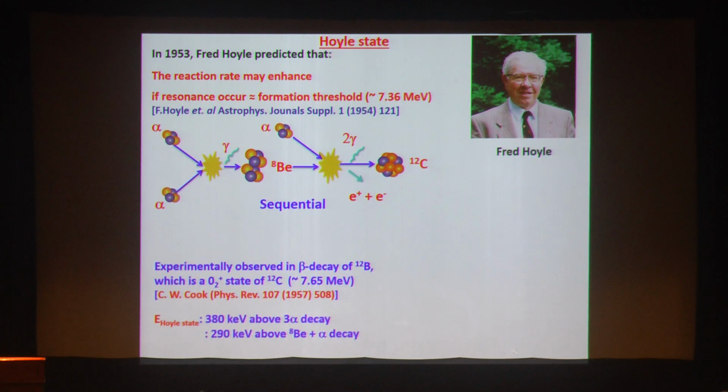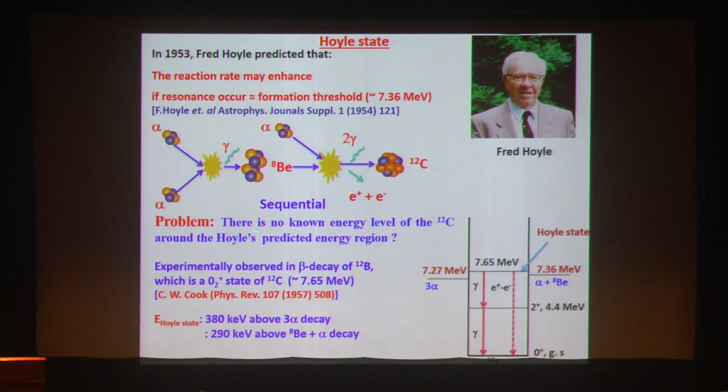The problem: there is no known energy level of carbon around Hoyle's predicted energy level. So it was experimentally observed in the beta decay of boron 12 that there is a state near 7.65 MeV with a 0 plus state, and this is known as the Hoyle state. It is 380 keV above the 3 alpha decay threshold and 290 keV above the beryllium 8 plus alpha decay threshold.